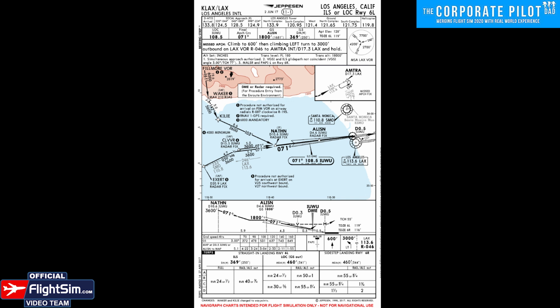So to set this up, 108.5 is going to be in Nav 1. After we go missed, we're going to climb to 600 feet. We're going to stay on the localizer. And in Nav 2, we're going to enter 113.6, which is LAX VOR. And on course 2, we're going to spin in the 046 degree radial to identify AMTRA intersection. We'll also need to pull up DME when we get to 17.3. That's AMTRA intersection on that radial.